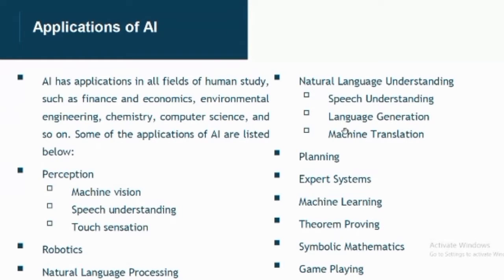Then natural language understanding. Now this is the difference actually. Natural language understanding is a part of natural language processing. But what we do here, we understand the language, we understand natural languages. For example, we understand Marathi, we understand Hindi. Likewise, our machines are also understanding natural languages.